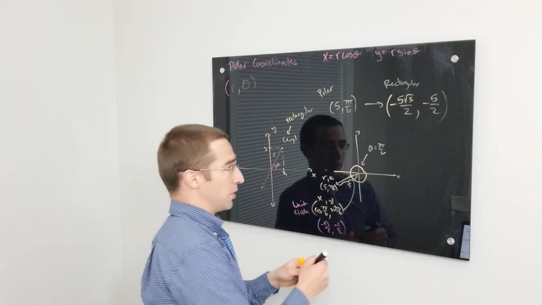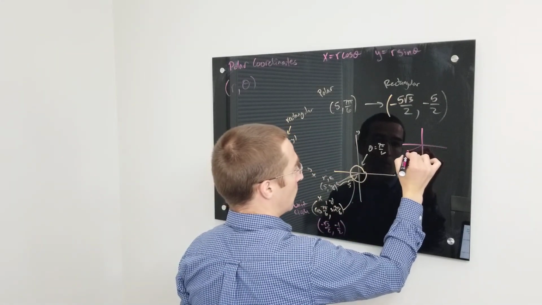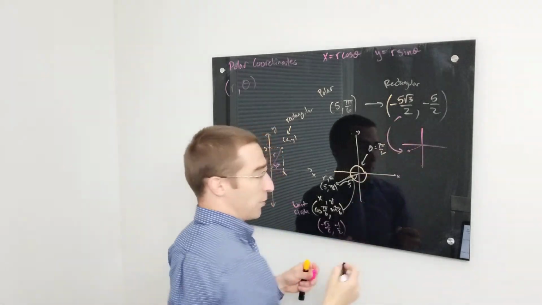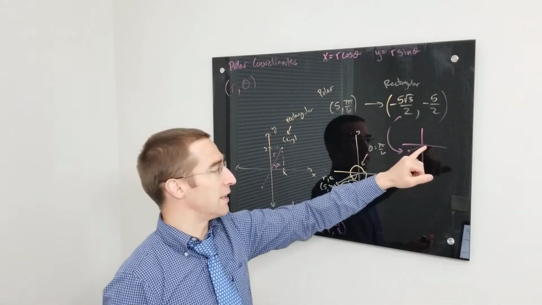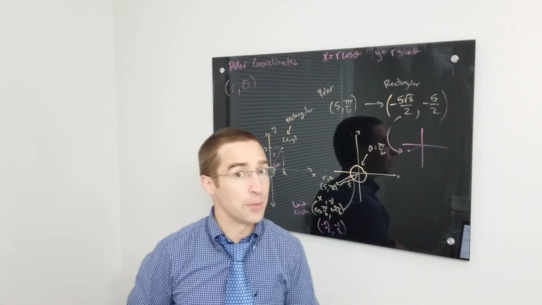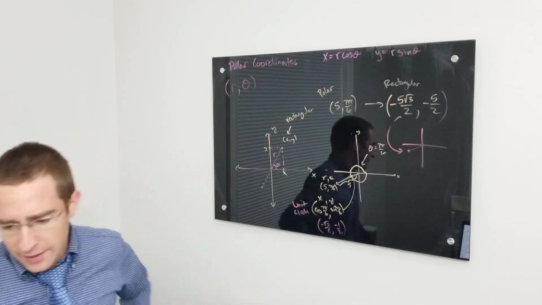And then you can just plot your point. The reason I want you to plot the point is so that you realize, oh, it's negative, negative, that says 7 pi over 6. It's a way to double check. Okay, so that's like problems 1, 2, and 3.